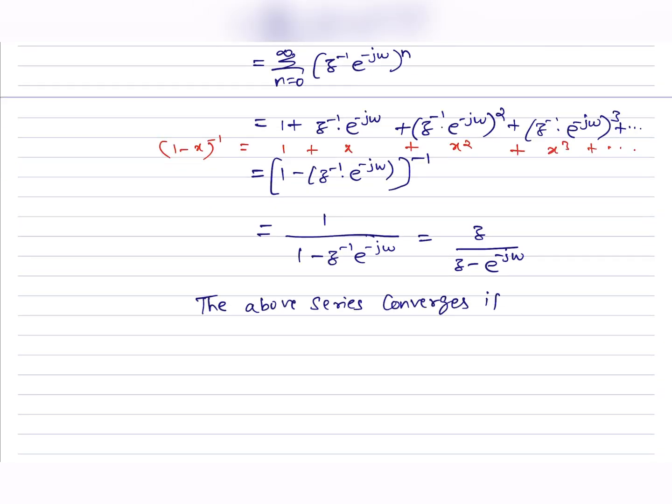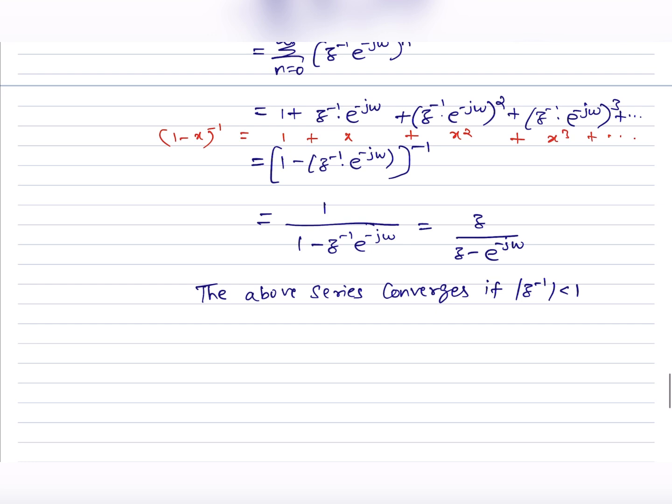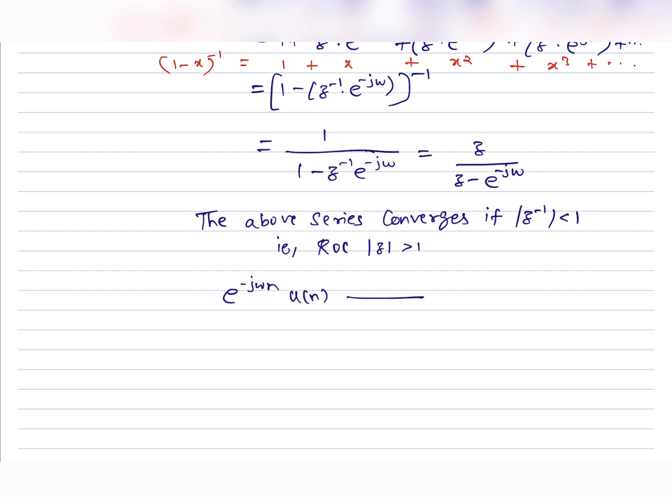And the above series converges if mod z inverse is less than 1, or the ROC will be mod z greater than 1. That means again the region of convergence is going to be the exterior of the unit circle here.